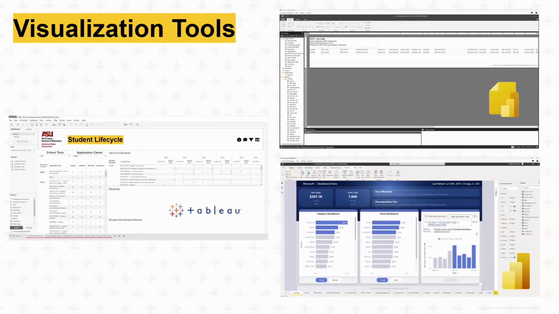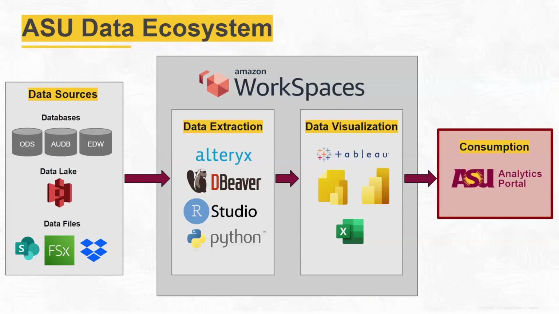So here's a look at some of those. Report Builder and Power BI on the right, Tableau on the left. There's a lot in these tools, so we're not going to dive too deep into them. But we've got those available once again on your AWS, the workspace. And then I'll turn it over to Alexis to talk about consumption.